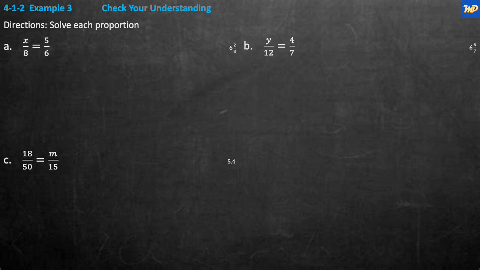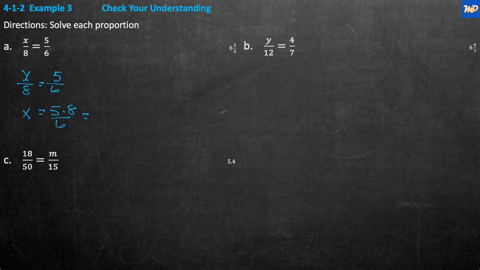On the first one, we have x over 8 is equal to 5 over 6. So what is that? x is to 8 as 5 is to 6. Well, from the previous slides, we know that we can multiply this just like a standard equation, right? We're going to solve for x. In order to solve for x, we're going to multiply both sides by 8. When we do that, we get x is equal to 5 times 8 divided by 6.